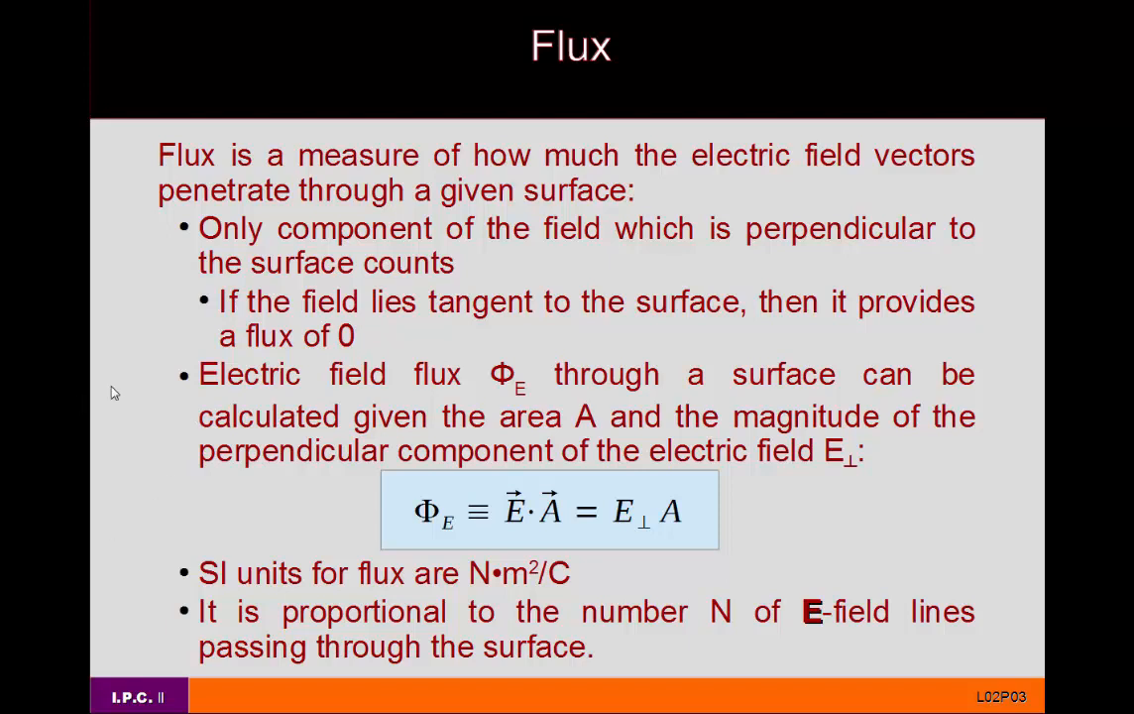If you have one that has twice as many field lines passing through it as the other, then the flux should be twice as great through the surface with twice as many field lines.